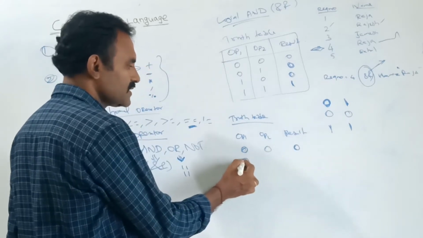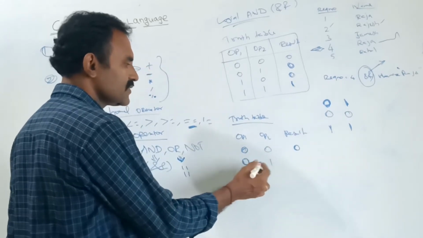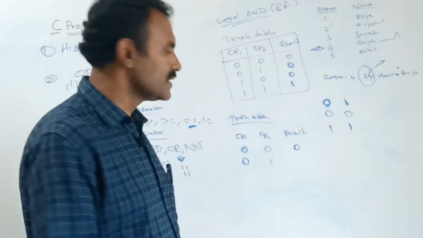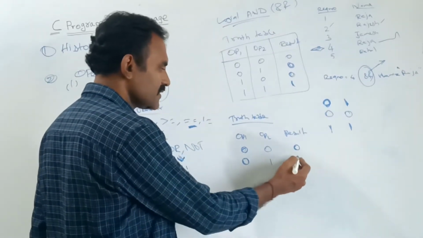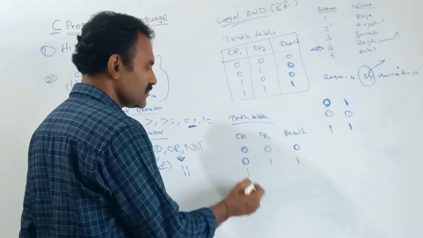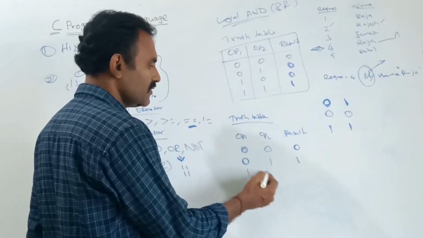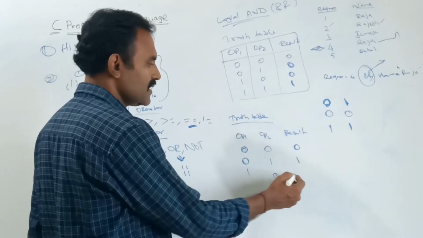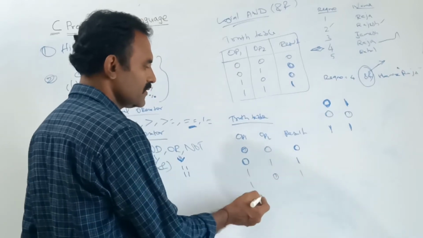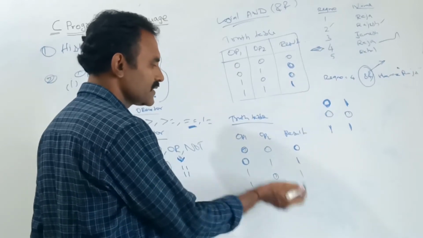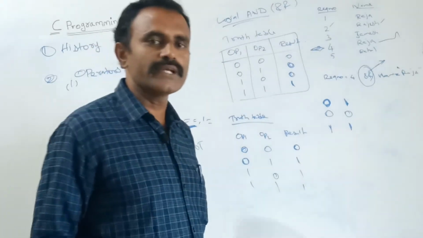Suppose the first one is false and the second one is true. If any one is true, the result will be displayed, as I have told. The result will be 1. Next, suppose the first operand is true and the second one is false, in this case also the result will be true. If both the conditions are true, in that case also the result will be true in the OR operator.